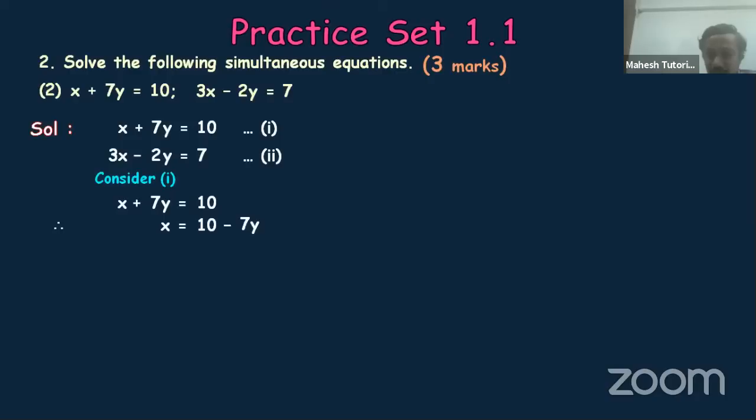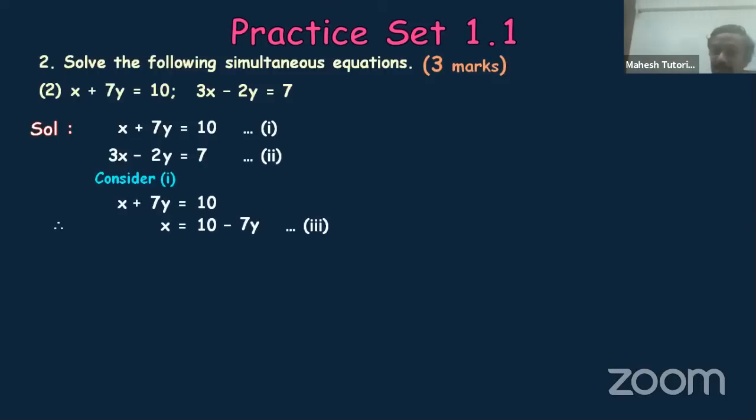So now students, if you look at this line very carefully, I want every one of you to read this last line very carefully. x is equal to 10 minus 7y. It means here I am getting the value of x. What answer are we getting? 10 minus 7y. So for the time being, I'll number this equation as equation number 3. So I've got the value of x, that is 10 minus 7y.